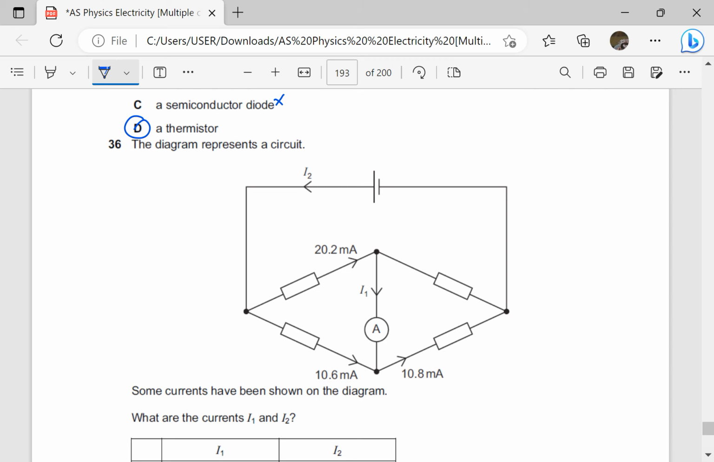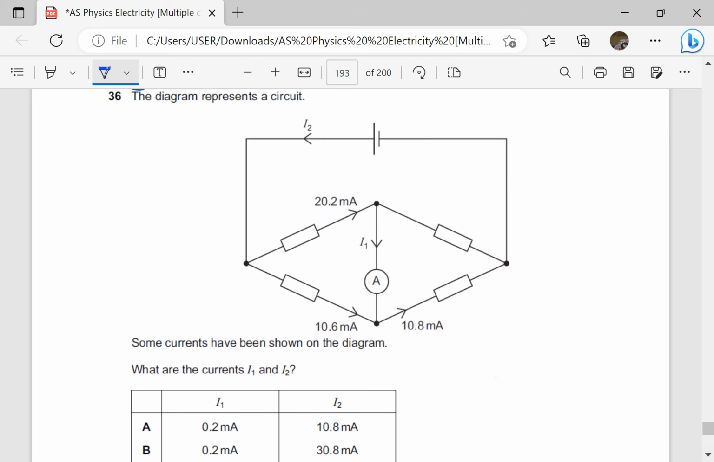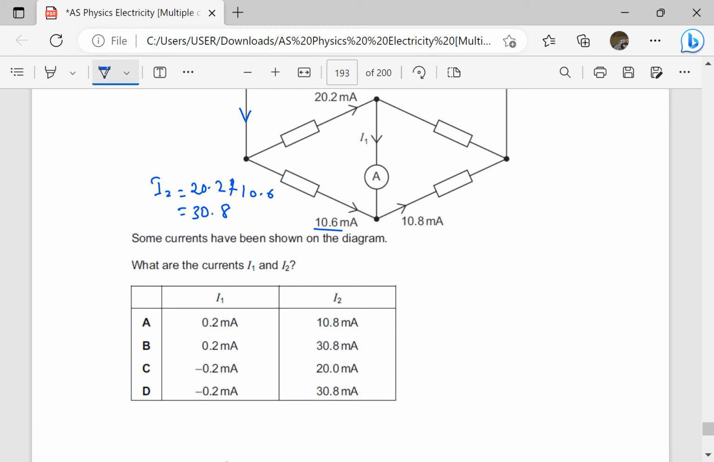The diagram represents a circuit. Some currents have been shown on the diagram. What are the currents I1 and I2? So I2 is the total current entering this point here, and according to Kirchhoff's first law, I2 is going to be 20.2 plus 10.6, which gives us 30.8. So I2 is 30.8. So we eliminate A and C.